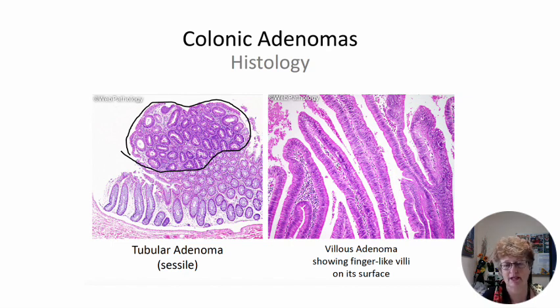Knowing the morphology is important because they have different risks of going on to cancer. This is low with a tubular adenoma and much higher with a villous adenoma.